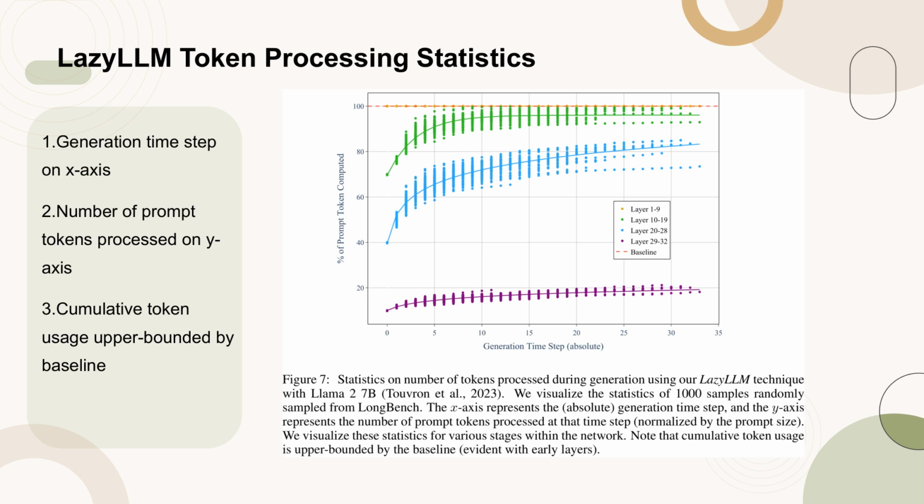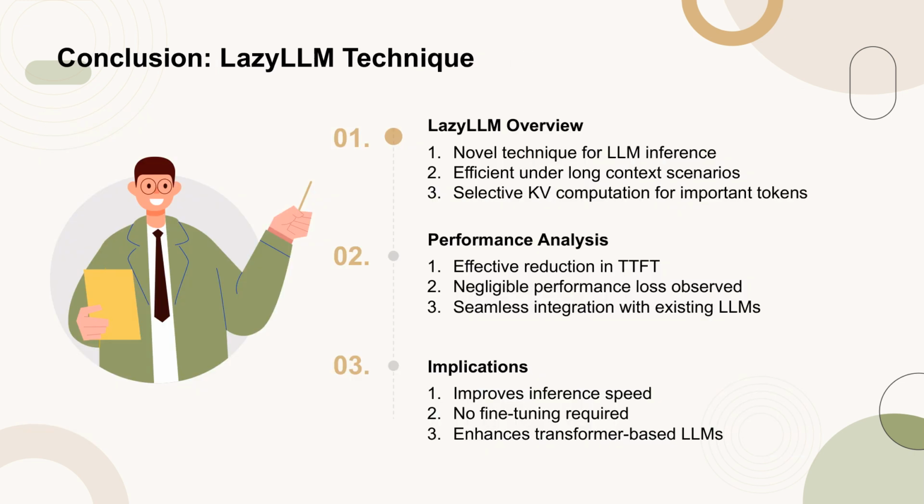especially in early layers. In this study, the authors introduced a novel technique called LazyLLM, designed to enhance the efficiency of large language model (LLM) inference, especially in scenarios with long contexts. LazyLLM selectively computes key-value pairs for tokens that are crucial for predicting the next token, while deferring the computation of less relevant tokens until they become necessary.